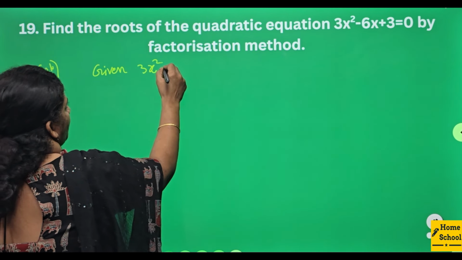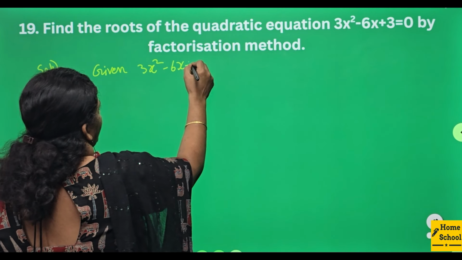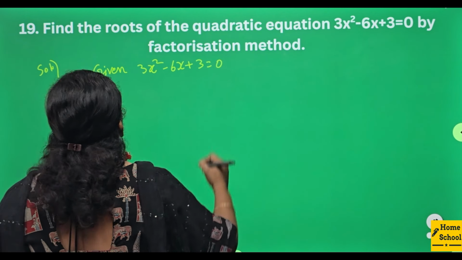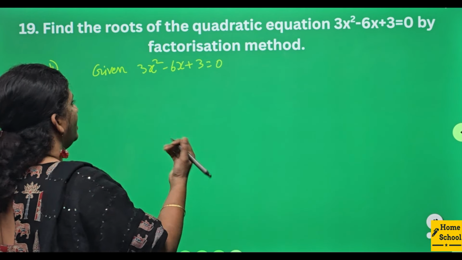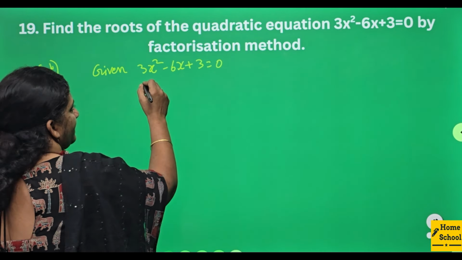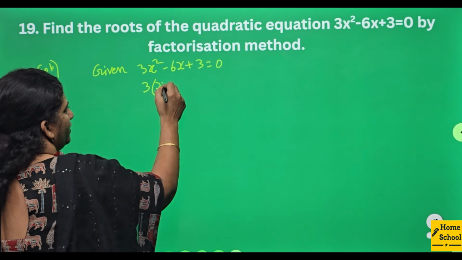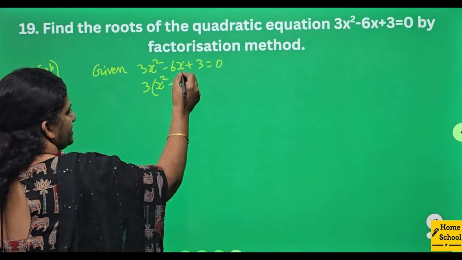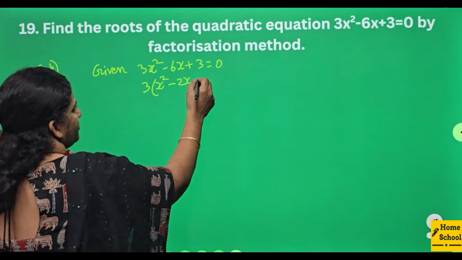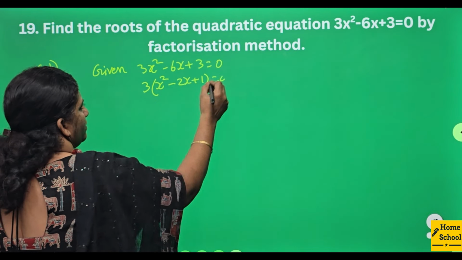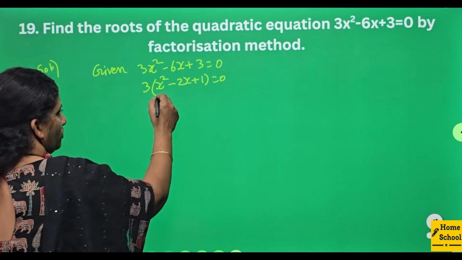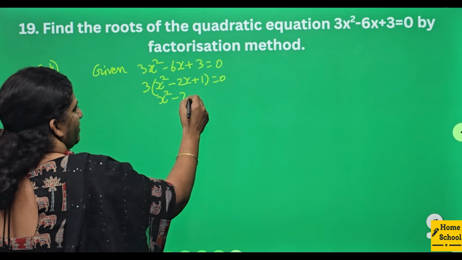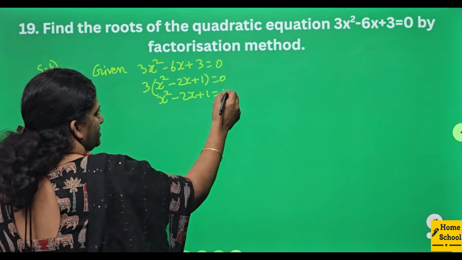3x² − 6x + 3 = 0. By the factorization method, we need to find the roots. 3 is common. Take out 3: x² − 2x + 1 (3 twos are 6 and 3 ones are 3). Transpose the 3 to the other side, it will be divided, so 0. Then x² − 2x + 1 = 0.